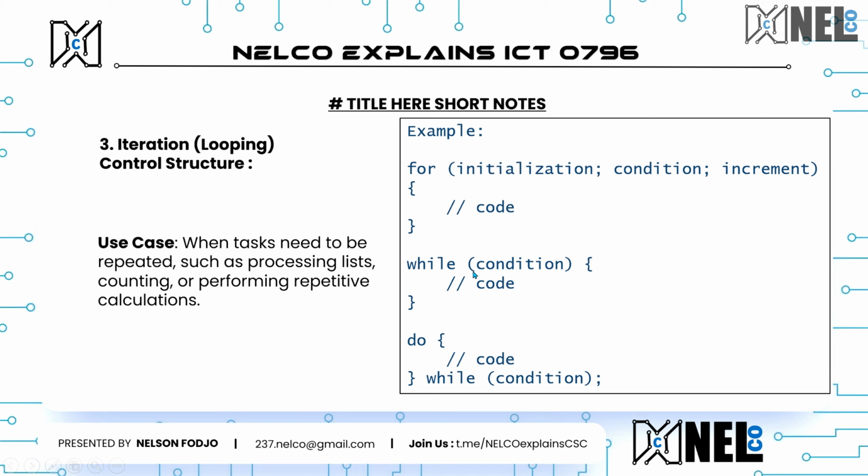The next is the while loop. To use a while loop, you have while in brackets, you put your condition here, for example, while the number inputted by the user is less than a certain number, like 5, this block of code should execute.